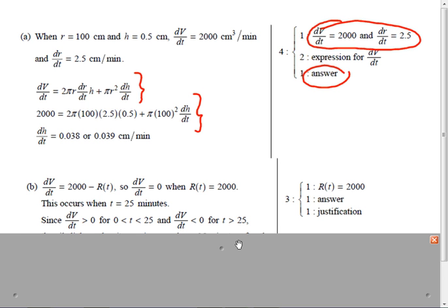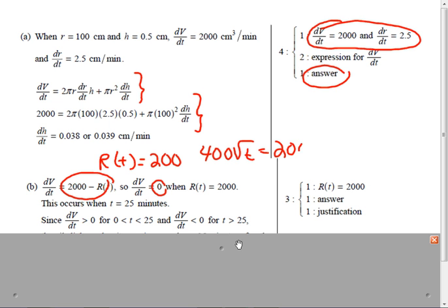Okay, there's the answer to the question. You get a point for saying R of T is 2,000. Basically, you get a point for this line right here, setting that equal to 0, or you get R of T equals 2,000. So when I said 400 square root of T equals 2,000, I got my point. Okay, and then I got 1 point for the answer.